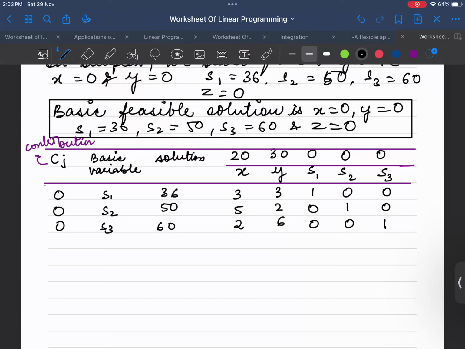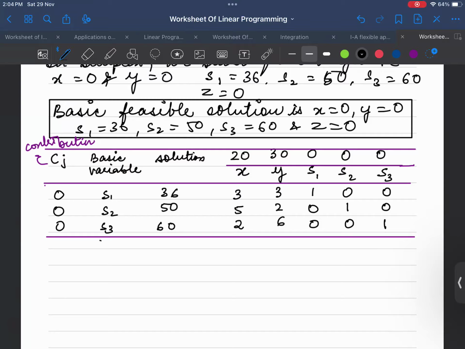I will explain how the interpretation works. In full interpretation, I will explain, because interpretation is also very important from the exam's perspective. Then only you will be able to solve it. Solving you can do, but interpretation is also equally important. Now, I think till this point it's clear how to make the simplex table.